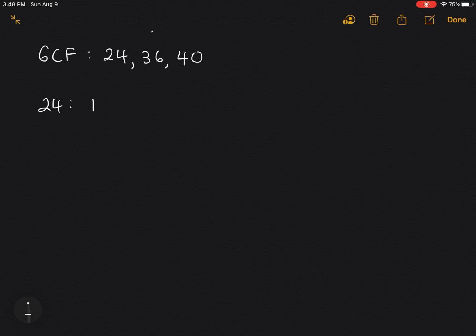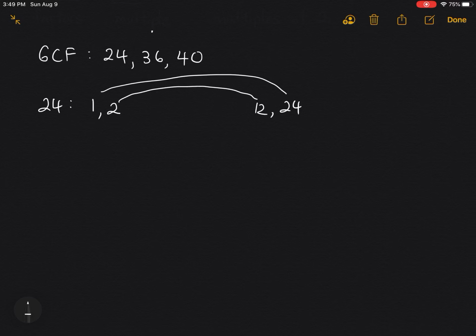So we start with 1, because we know that 1 will always be a factor of all numbers. 1 times 24 gives us 24. Next is 2. 2 multiplied by what gives us 24? 2 multiplied by 12. I'm under the assumption that you already know your times table and are able to think of the numbers that you can multiply together to give you 24. Next, we have 3. Are you able to take 3 and multiply it with a number to get 24? Yes, you can. We have 3 times 8.